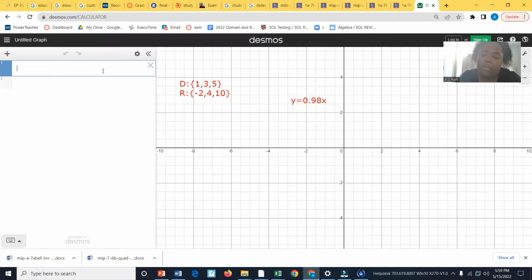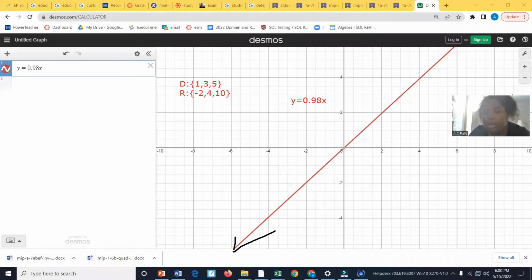All right, so we have y equals 0.98x. You see how it's a line? So technically, this line has arrows on both ends. We have an arrow here, and an arrow here, and then we would also have an arrow here. It means that this line is going on forever in both directions. So what does that mean for us? It means that all real numbers is the domain. All real numbers is the range.